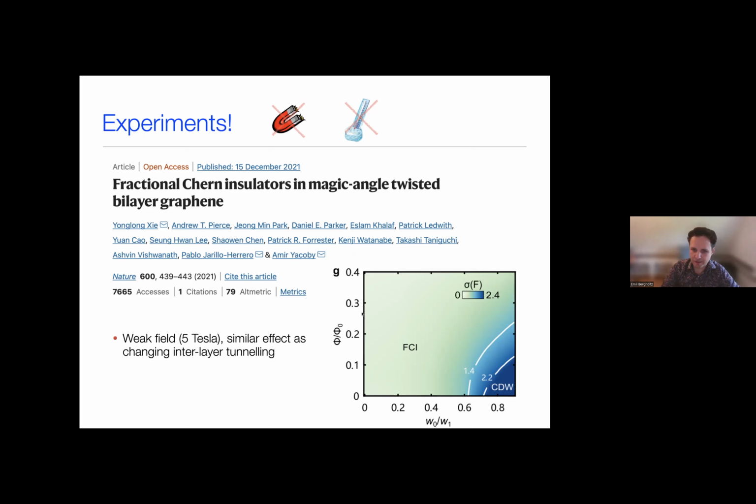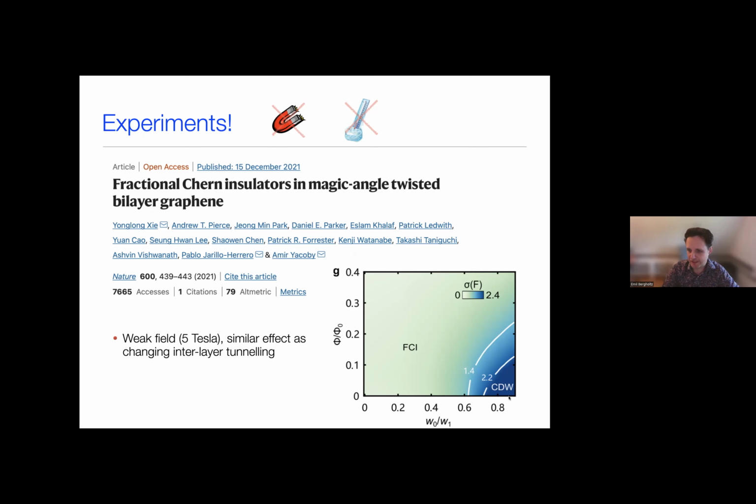So here is one plot they did. They looked at the parameters. Here is interactions between the layers compared to within the layers. And here is a magnetic field. So you can see what we did was essentially changing along this axis in our theory paper, while the experiments changed in this direction by applying a magnetic field.